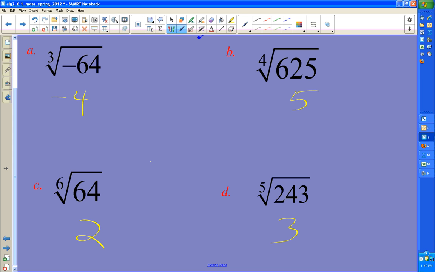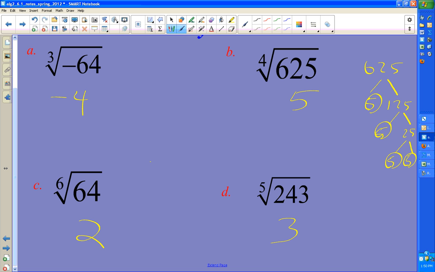Okay? If you have 625 and you don't know what the fourth root is for sure, you know something will go into 625, like 25. Maybe 25, maybe 5. 5 and 125. What goes into 125? 5 again. And what goes into 25? 5 and 5. When you get 4 of a kind, that's a perfect fourth. 5 is the fourth root of 625.